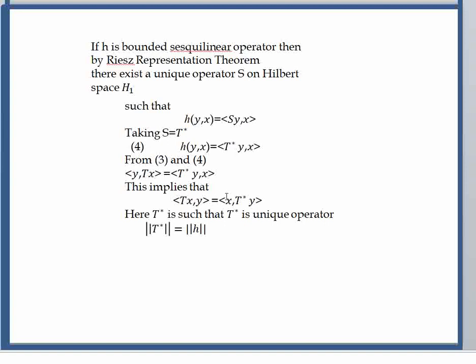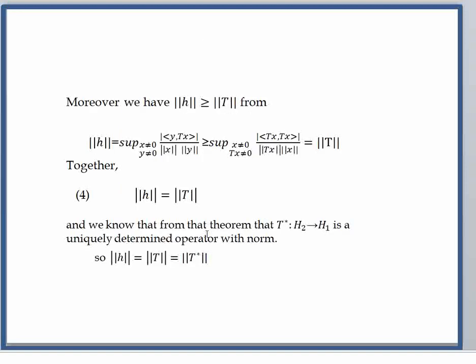By conjugating a single time on both sides of this, the argument will be changed. So here T star is a unique operator. So norm of T star is equal to norm of h. And we know from the theorem that T star from H2 to H1 is a uniquely determined operator with the same norm. So norm of h is equal to norm of T is equal to norm of T star.